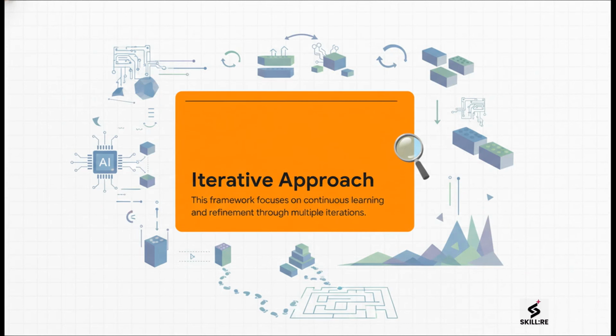Next, we have the iterative approach. This is your agile, modular construction method. You build one small piece, you test it, you learn from it, and then you build the next piece even better. It's absolutely perfect for those situations where the world is changing fast and you need to be able to adapt and learn on the fly.